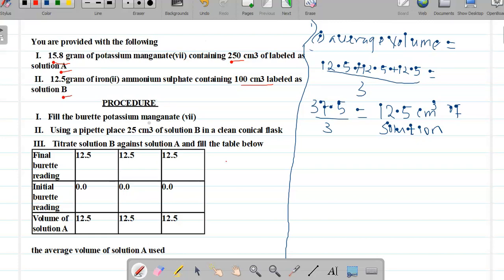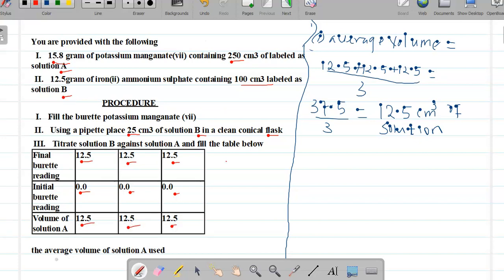The procedure says: fill the burette with potassium manganate(VII). Then using a pipette, you place 25 centimeter cubed of solution B in a clean conical flask. There is no indicator you use here. Then you fill the table. Usually the results remain the same: 12.5, 12.5, 12.5. The initial reading is 0.0, and the volume of solution A used, which is potassium manganate(VII), is 12.5, 12.5, 12.5.